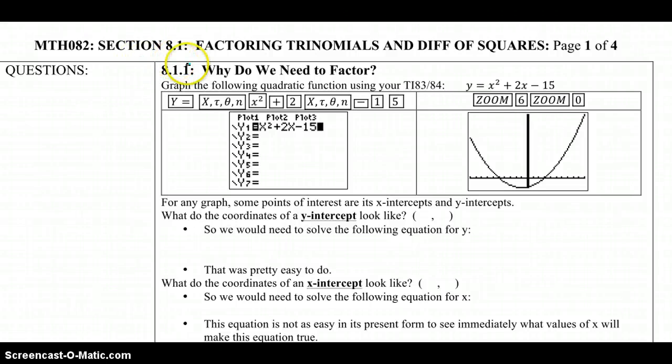Section 8.1, Factoring Trinomials and Difference of Squares. So the very first part of this section, why do we need to factor? Graph the following quadratic function using your TI-83 or TI-84 calculator.